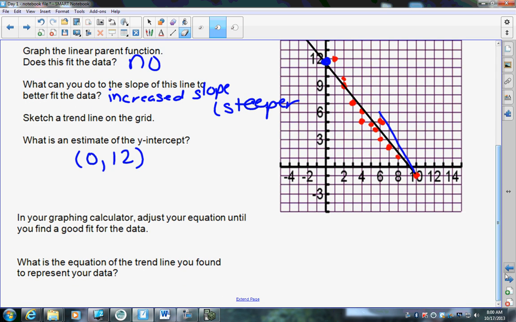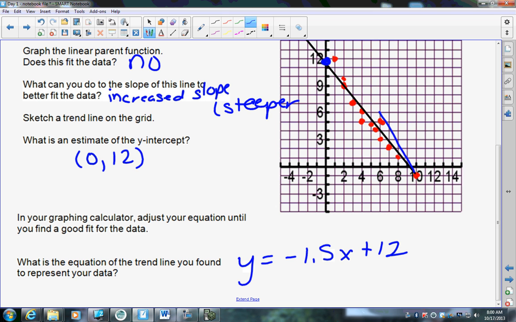All right, so what was the equation we found? Y equals, does anybody remember what I wrote? Oh, I did negative 1.5x plus 12. Guys, it doesn't have to just be whole numbers. It could be 1.5, 2.3, anything like that for your equation.